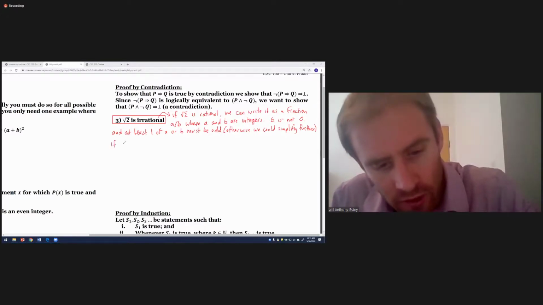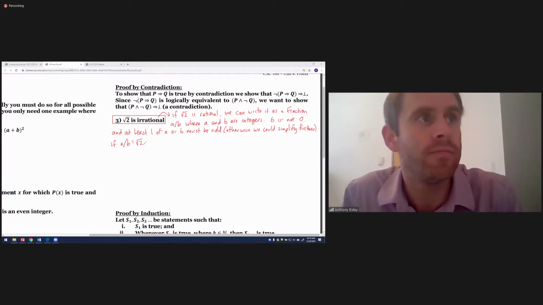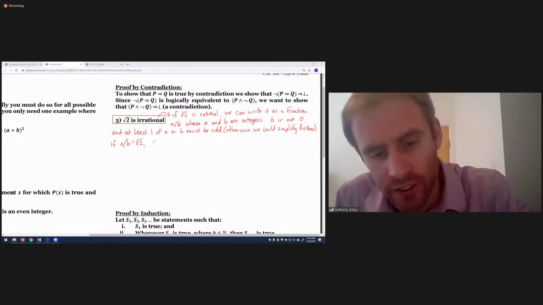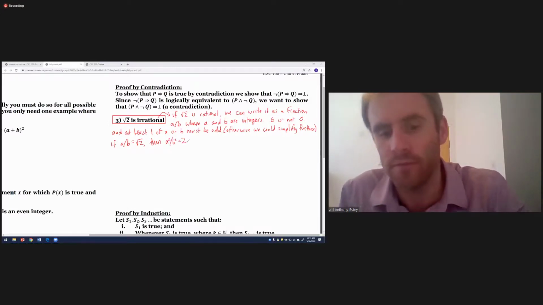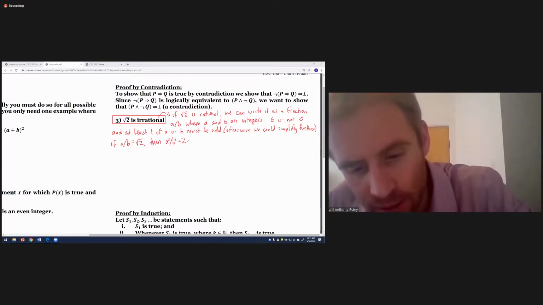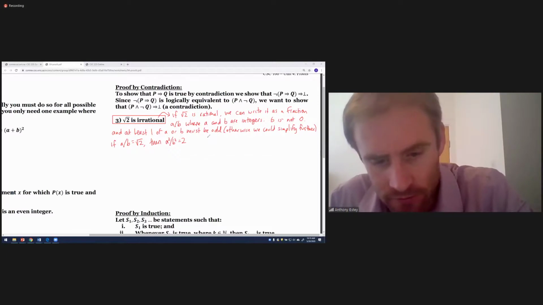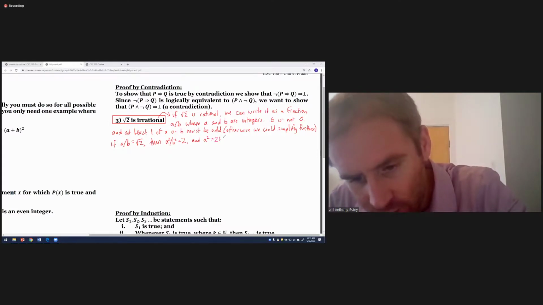So if a over b equals root 2, then if we square both sides, we know that a squared divided by b squared equals just 2. And if we multiply b squared to both sides, we get a squared equals 2b squared.